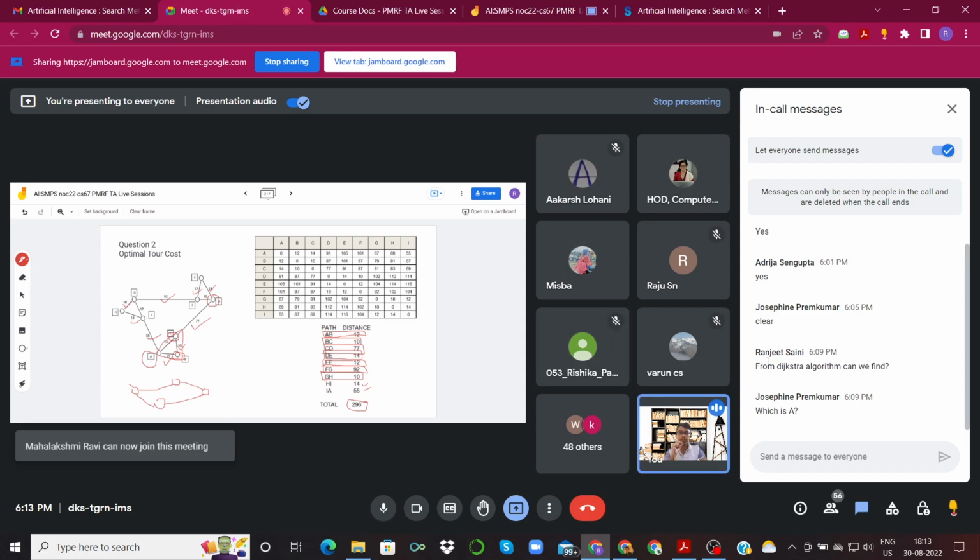Yes, Ranjit. So to answer your question, yes, you could use Dijkstra's algorithm, but this question you can attempt manually also, because this is a very small map first of all. So you could just attempt it by hand also. You don't need to get into the details of an algorithm.